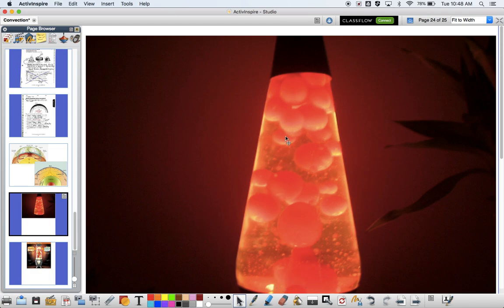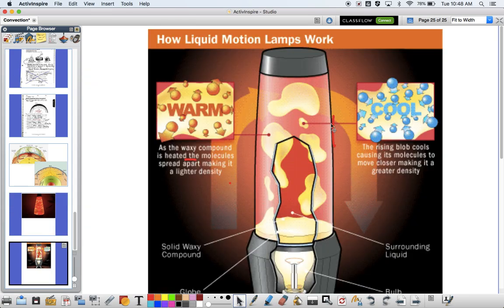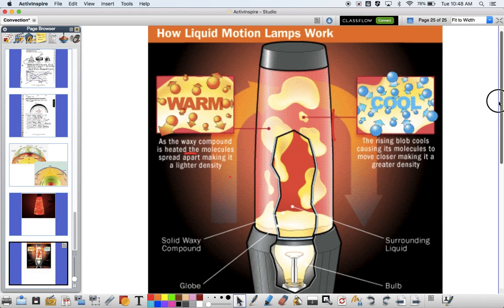And in here, there's like a fluid, maybe water, maybe something like that. And then there's big gobs of sort of wax. The lava lamp works by heating up down here, and the wax goes up and then they fall down. It sort of happens like a cycle. And convection happens the same way.